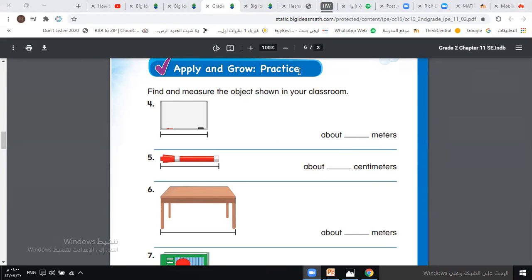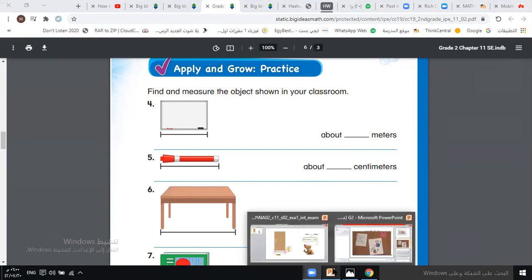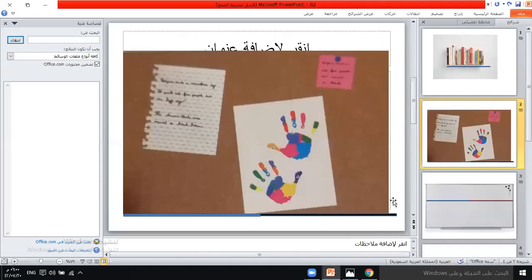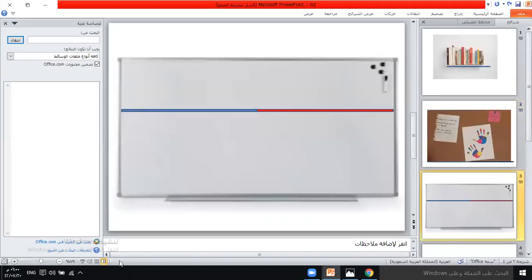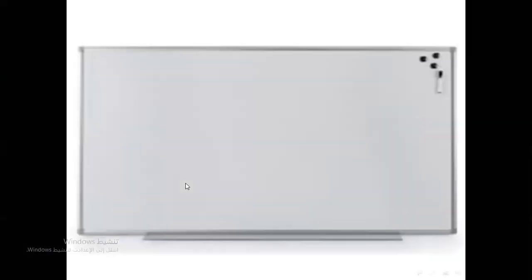A meter stick. A meter stick, that's right, because it's long. Now I'll show you a picture of a whiteboard, okay, and let's find how many meters it is. Can you see, Tayyim, from this point to here is about 1 meter.